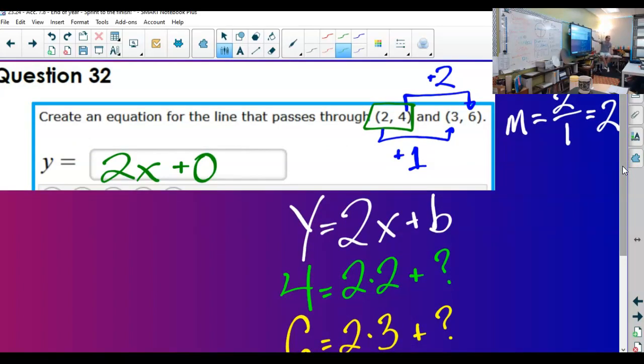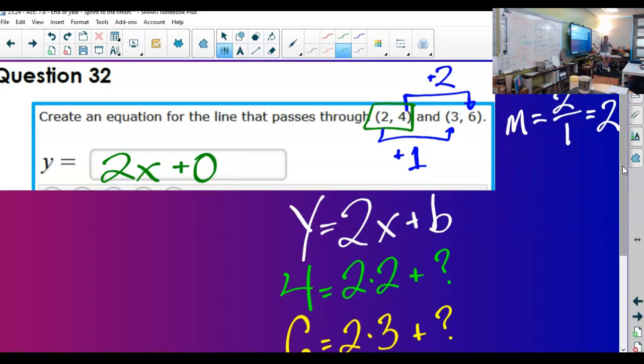is find your slope, right? Change in y, change in x. We know how to find slope. Then set up your y equals mx plus b equation. You pick one of the points. So if I pick the first point and I plug in the y and I plug in the x, what does b need to be for this to be true?